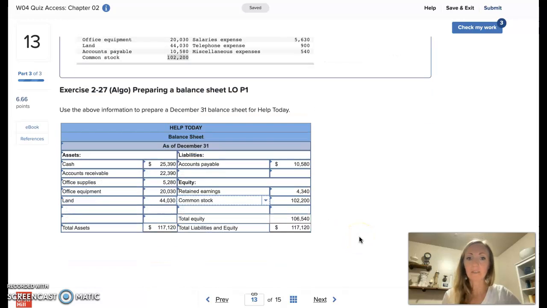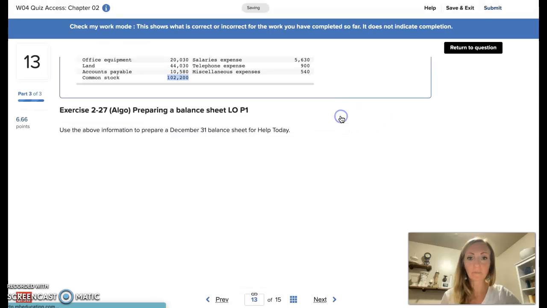All right, you can see that we have taken care of all of our assets, our liabilities and equity, and included total assets and also total liabilities and equity. You can see at the bottom that these numbers equal out and balance the same, and that is because we are able to carry that information from the income statement over to the statement of retained earnings, over to the balance sheet, making this possible and complete. So let's check our work.